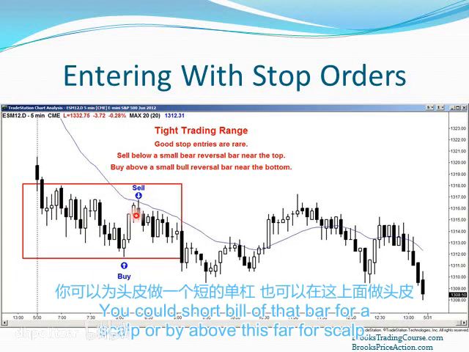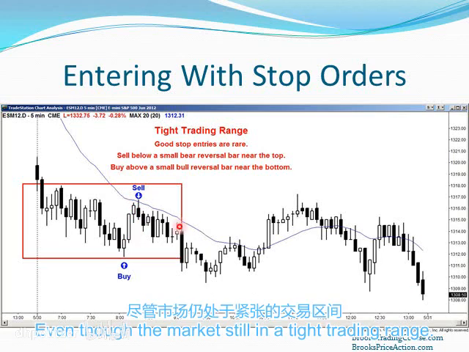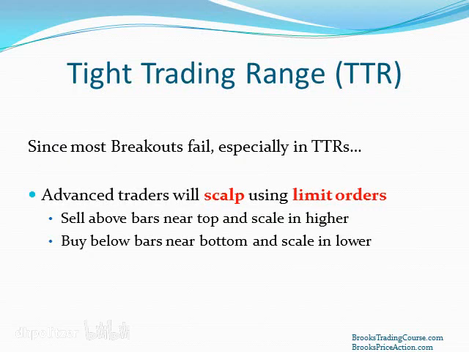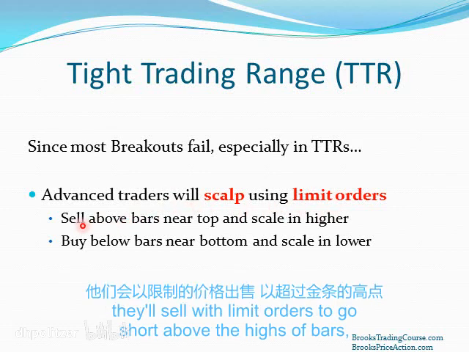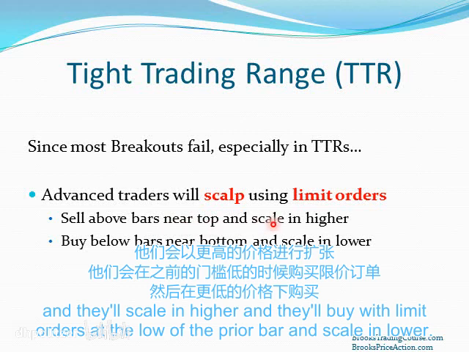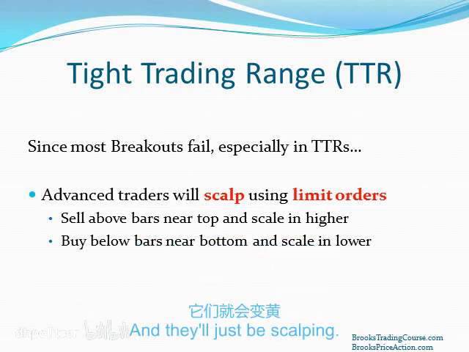This is what I was talking about. You could short below that bar for a scalp or buy above this bar for a scalp, even though the market's still in a tight trading range. As I said, experienced traders and institutions will take scalps using limit orders. They'll sell with limit orders to go short above the highs of bars, and they'll scale in higher, and they'll buy with limit orders at the low of the prior bar and scale in lower, and they'll just be scalping.